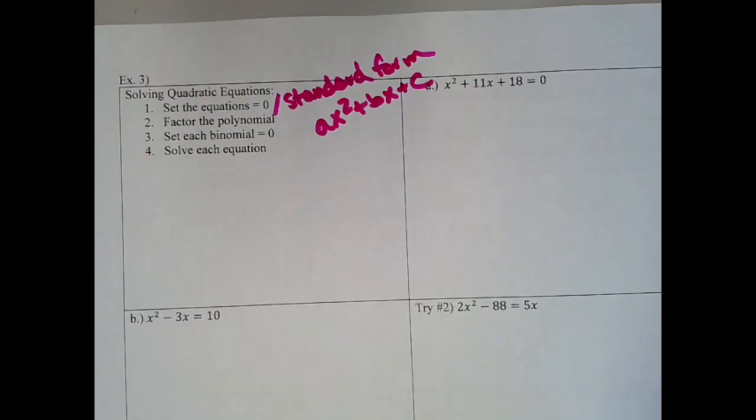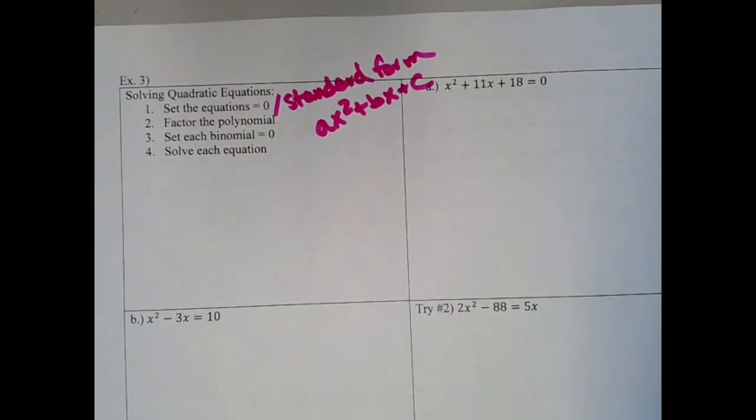Step 2, factor the polynomial using what you know about factoring. Step 3, set each part equal to 0 like we did on the front page. And step 4, solve each equation like we did on the front page.